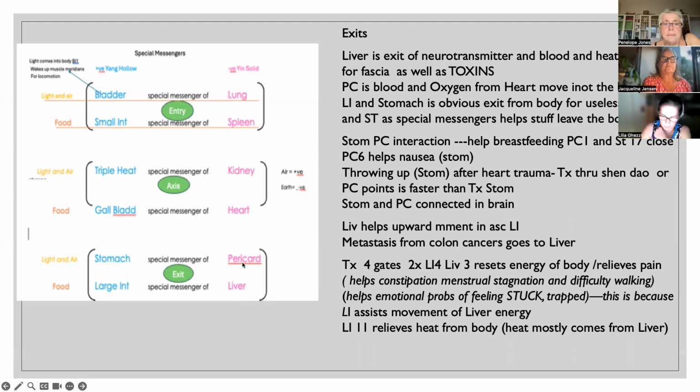Now, the pericardium helps blood and oxygen go from the heart to around the body. So the pericardium helps take blood and oxygen around the body. The large intestine and the stomach are obvious exits from the body for useless stuff. Large intestine and stomach are special messengers, and they help remove all the crap from the body. They help to take the energy away.